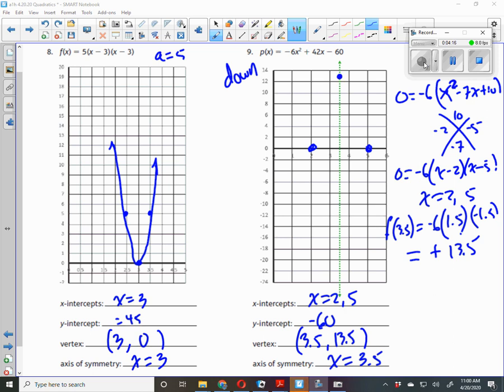I know that I'm going to go down 6 over 1. Okay, so down 6 from 13 is 7.5. Over 1 is going to be right about there. Symmetrical right about there. And I've got 5 points fairly quickly and easily. The question is, I can't put in a y-intercept again because I don't have enough room on my graph.